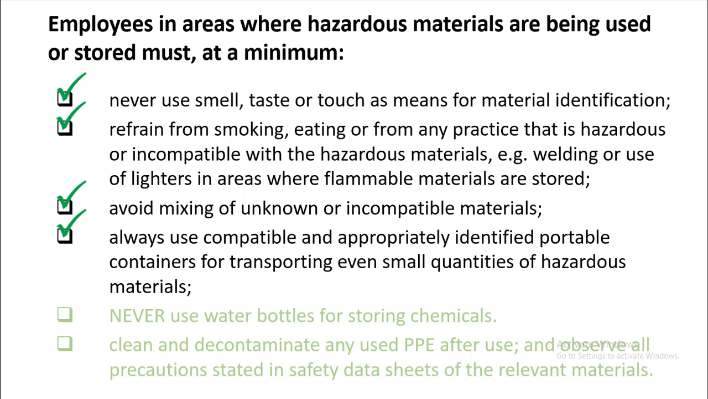Always use compatible and appropriately identified portable containers for transporting even small quantities of hazardous materials. For example, you have an empty bottle of Coke and you use it to get a small quantity of your material to bring to the site. This is not acceptable, because an inappropriate bottle may melt during use. Then your labor will be exposed, their hand and body exposed to the spillage of the chemicals, because the container was immediately damaged. So always use the appropriate portable containers if you want to transport small quantities of hazardous materials to the site.